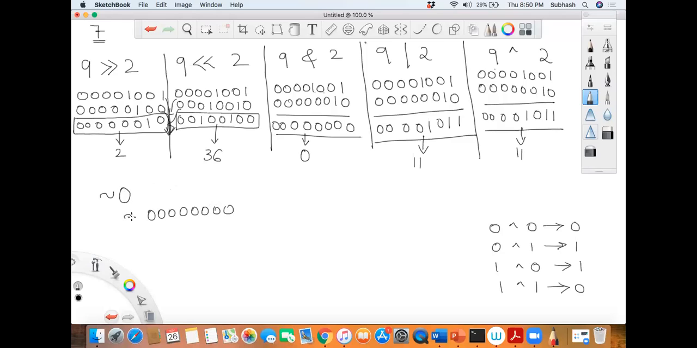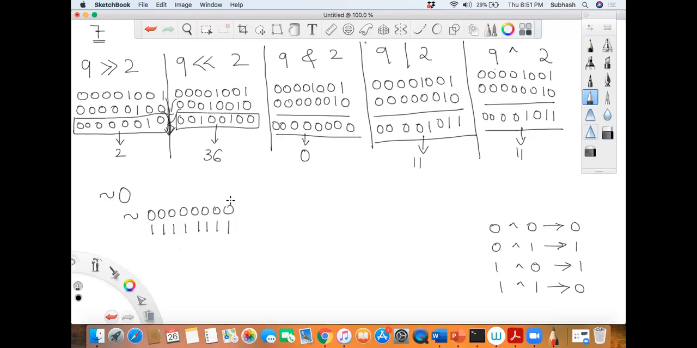Now let me apply a tilde operation. When I apply the tilde operation, wherever 0 is there, that will become 1, and wherever 1 is there, that will become 0. This becomes 1 1 1 1 1 1 1 1. So this is basically -1 in the 2's complement method. Did you understand? If you don't know what the 2's complement method is, you'll have to go and check my digital electronics video.